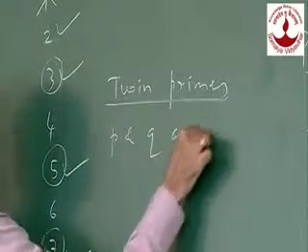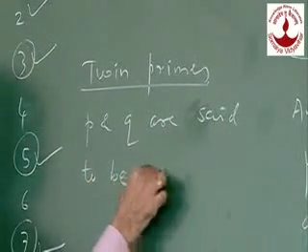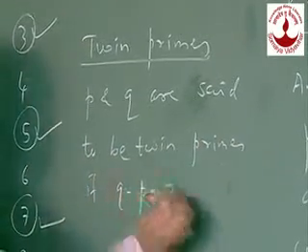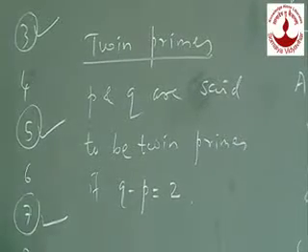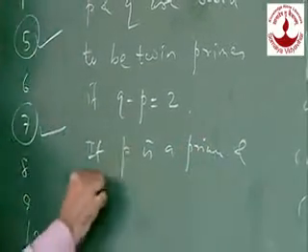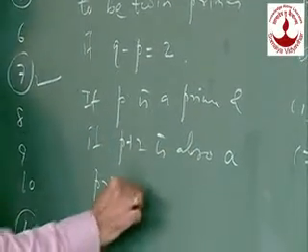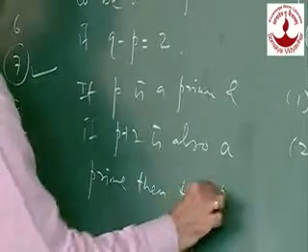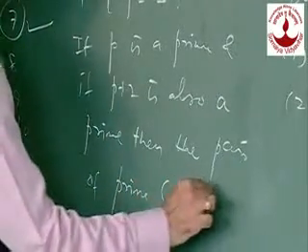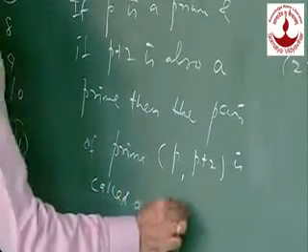P and Q are said to be twin primes if Q minus P is equal to 2. In other words, if P is a prime, and if P plus 2 is also a prime, then the pair of primes P and P plus 2 is called a pair of twin primes.